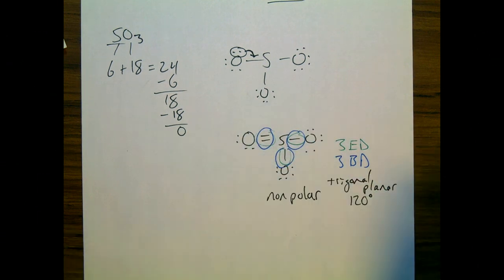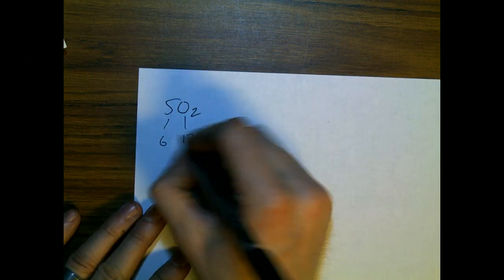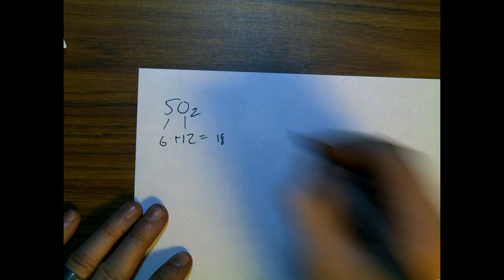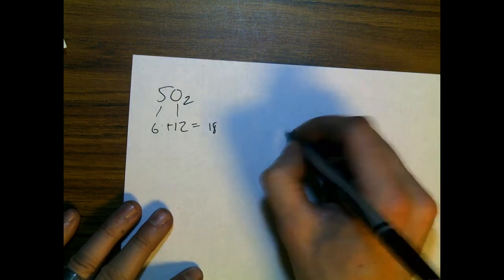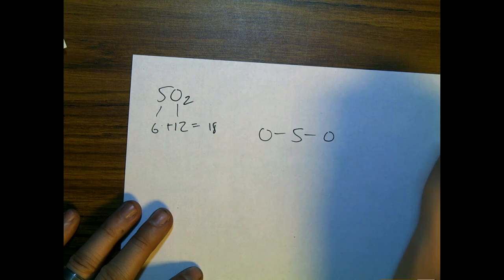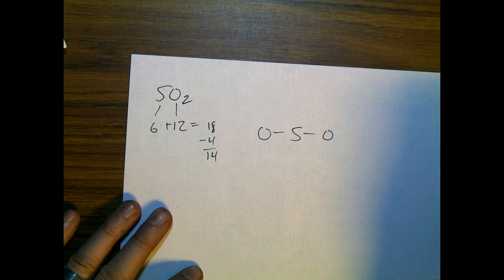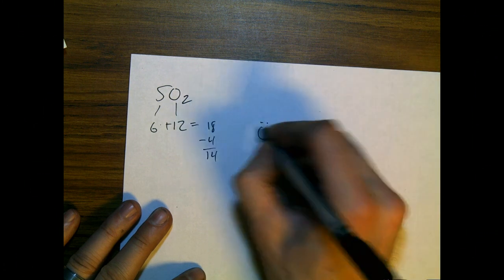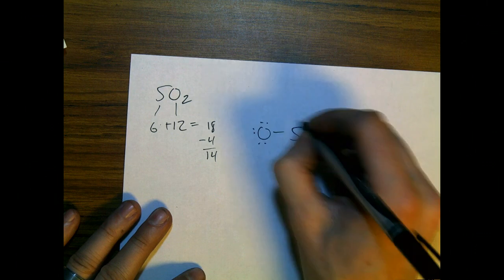Okay, now moving on to the next one, which is SO2. SO2 is very similar to SO3. We know we have 6 here, we have 12 here. We've got 18 valence electrons total. We know our center atom is the sulfur. I'm going to connect the 2 oxygens. I've used 4 of the 18, and I now have 14 valence electrons left. I'm going to spread them on the outside first: 2, 4, 6, 8, 10, 12, 14.